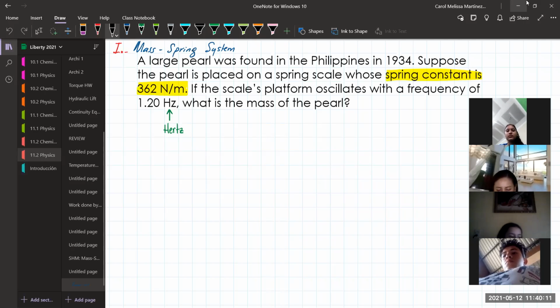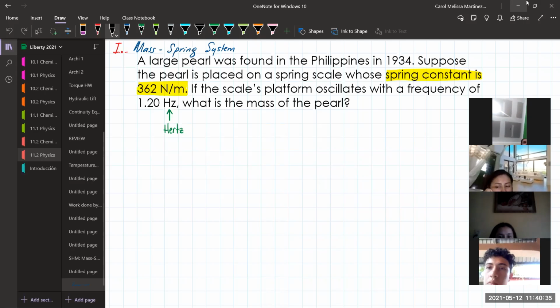Okay, so in this case, the spring constant is 362, and they are telling you that the platform is oscillating. Oscillations are part of a harmonic motion, and it can be measured in cycles, or in this case, it's already given you the frequency. Remember that frequency represents how many cycles per time unit are done during a specific time. For example, that could be 1 second. So the frequency is given in this problem, and they're asking you to find the mass of the pearl.